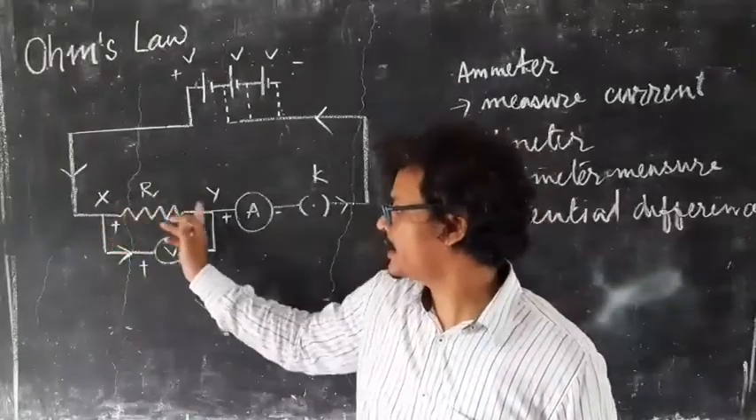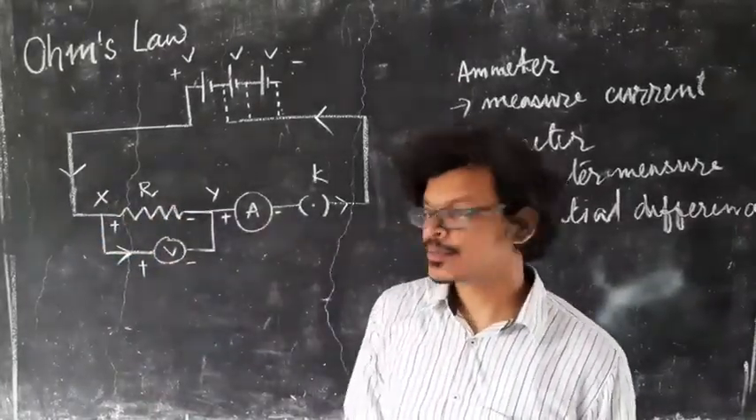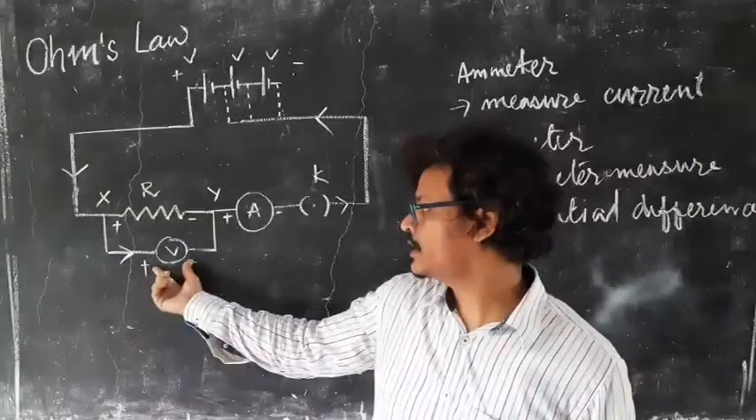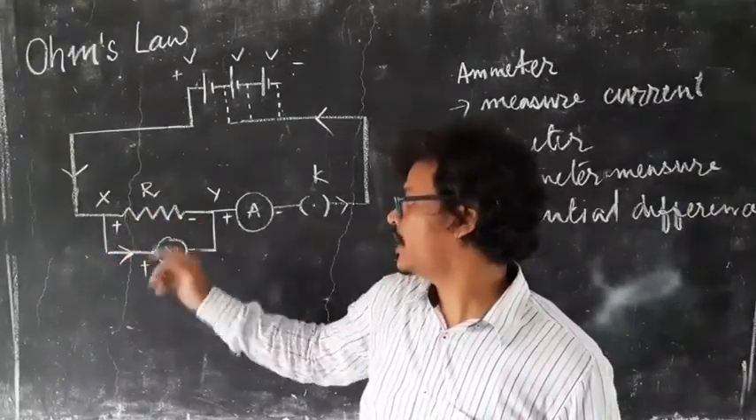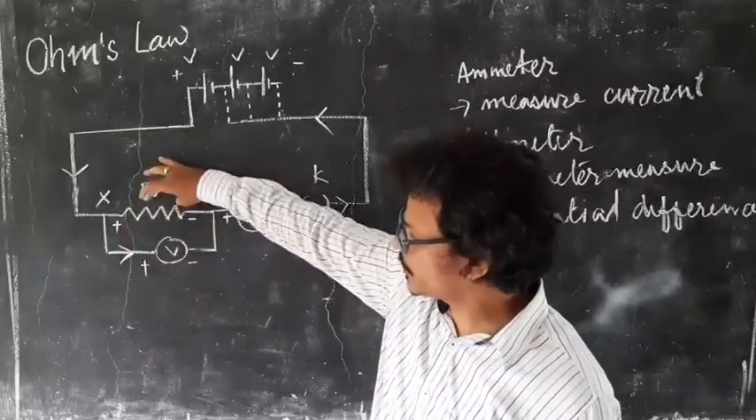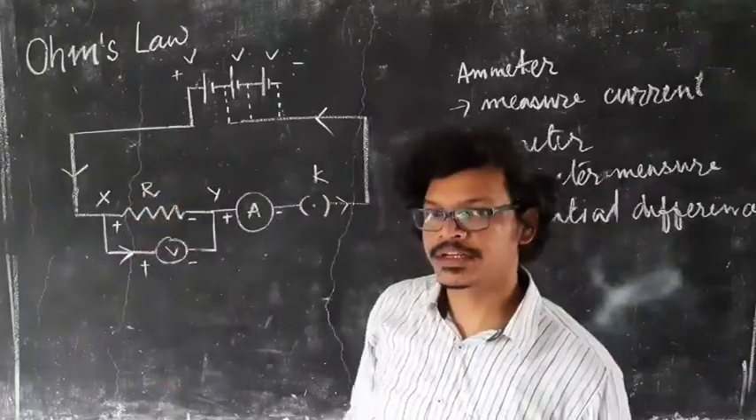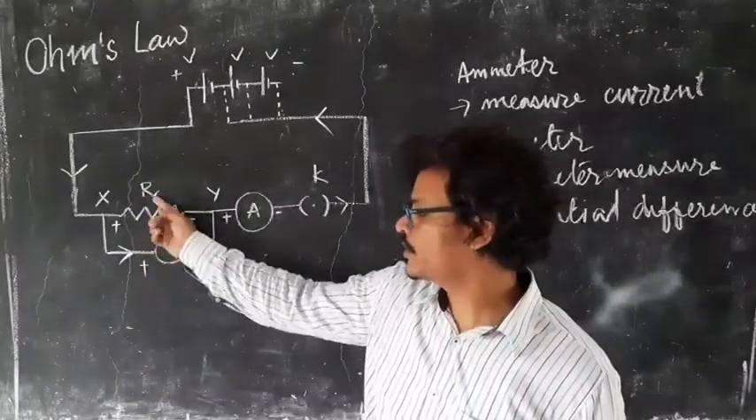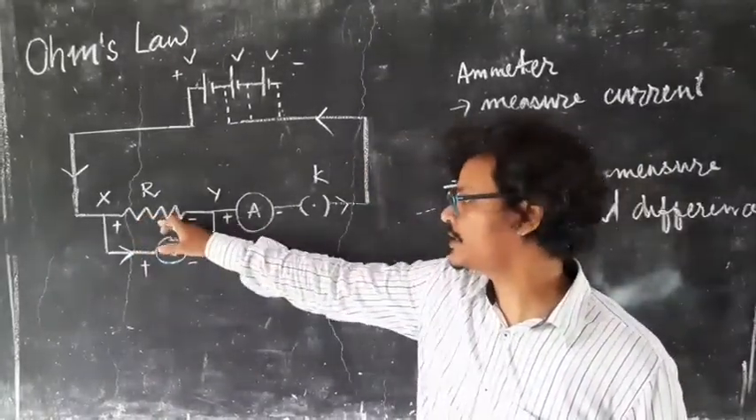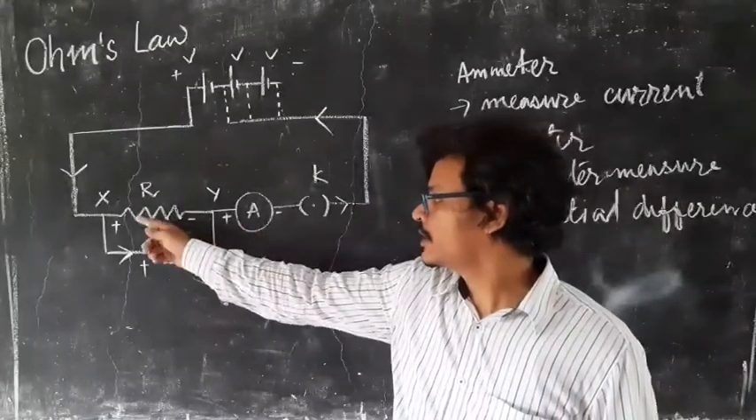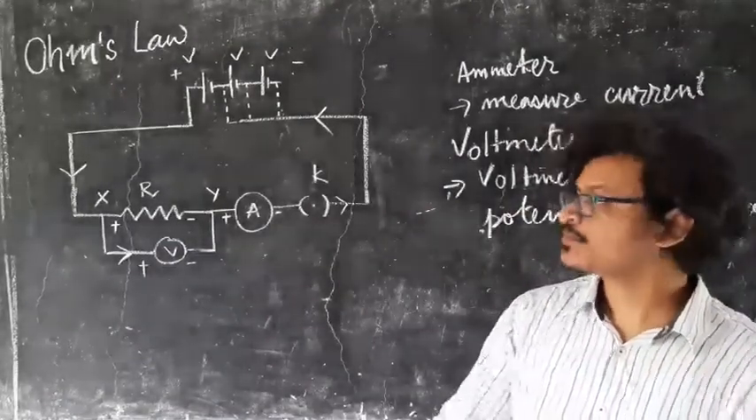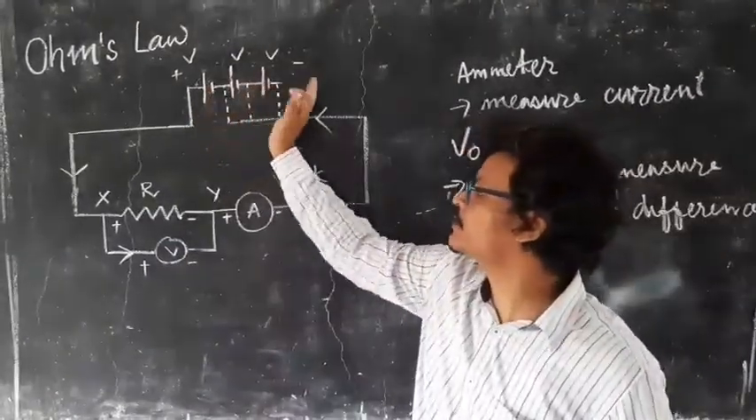Here, x and y are the 2 points. Between these 2 points, we want to measure the potential difference. So we have connected voltmeter at point x and y parallel to this resistance. We want to measure the potential difference of R. And we want to measure the current flowing through the resistance, so we have connected ammeter in series with the resistance. So this is one activity, and here there are 3 batteries.